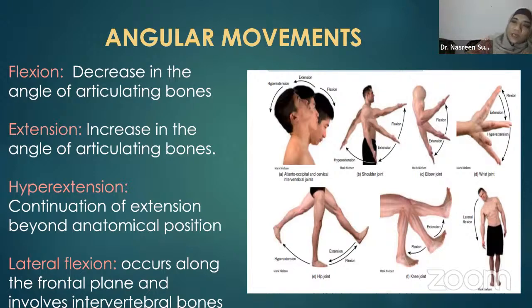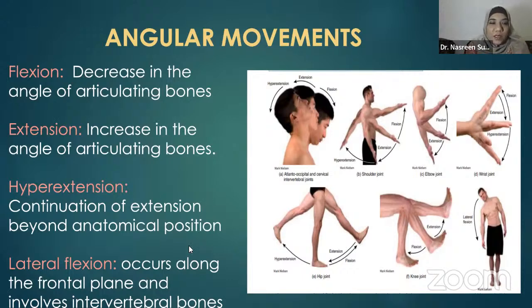Hyperextension means the same thing, you're moving back. Continuation of extension will be called hyperextension. In this diagram, you can see flexion, extension, hyperextension. Here also you can see: flexion means you're going down, extension means going back, hyperextension means still you're going back. These are the three examples.